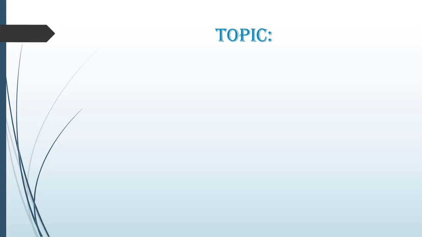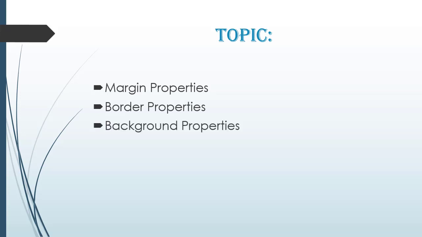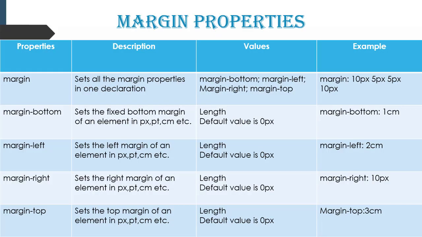So students, today we will learn about margin properties, border properties and background properties in HTML5. Students, there are different margin properties available in HTML5. First property is margin. This property sets all the margin properties in one declaration, that is margin bottom, margin left, margin right and margin top. You can give all the values in a single declaration.